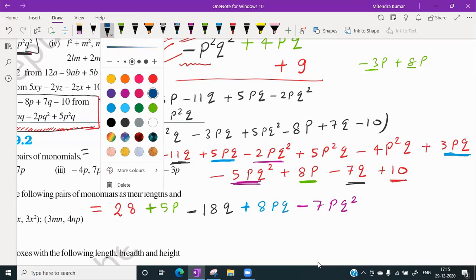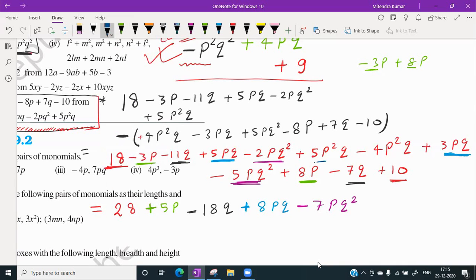So last we have 8pq and 5pq, here also pq, p square cube, so 4pq square minus, so total it will be plus 1 p square. So this is your final answer.